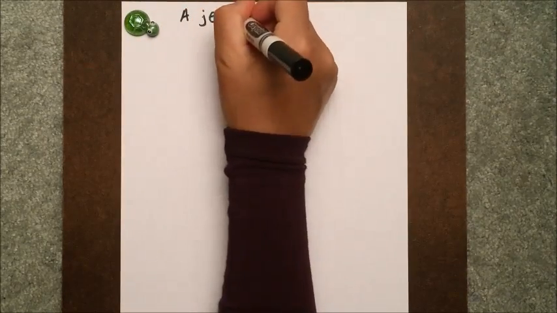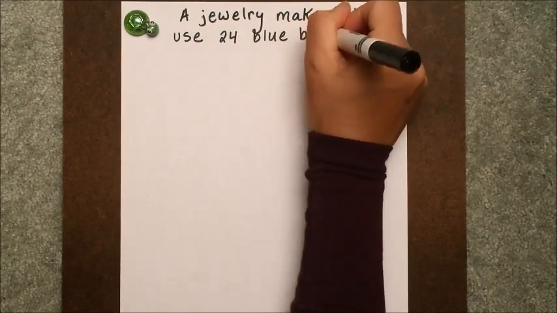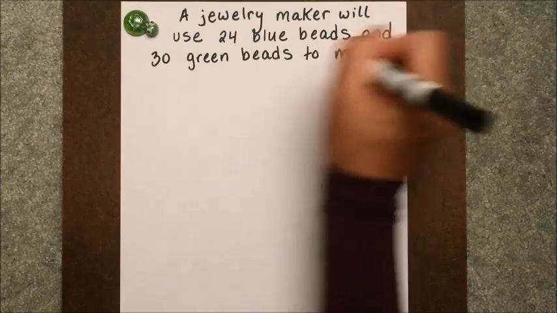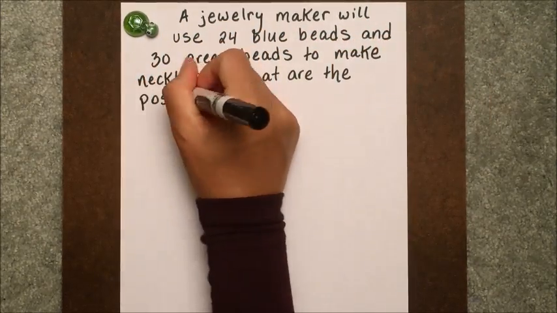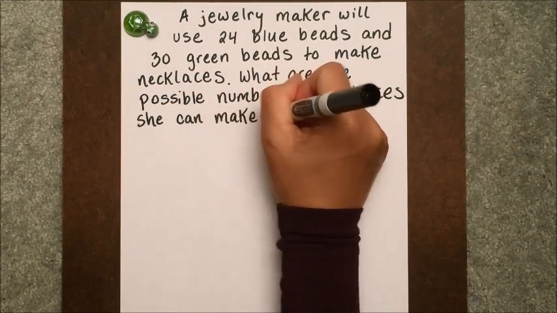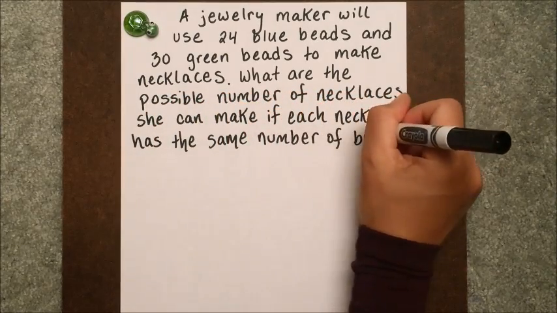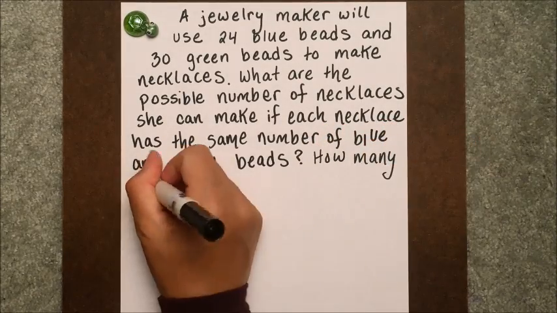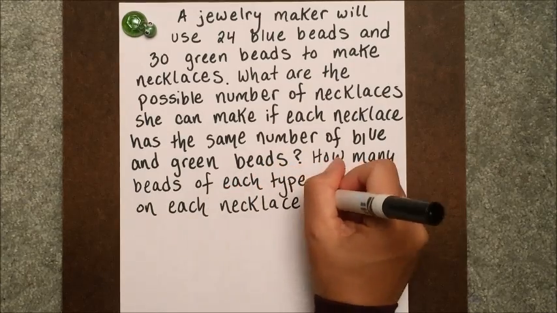So our first question is about a jewelry maker who is going to use 24 blue beads and 30 green beads to make necklaces. We want to know what are the possible number of necklaces that can be made if each necklace has the same number of blue beads and the same number of green beads. We also want to know how many beads of each type will be on each necklace once we split them all up.